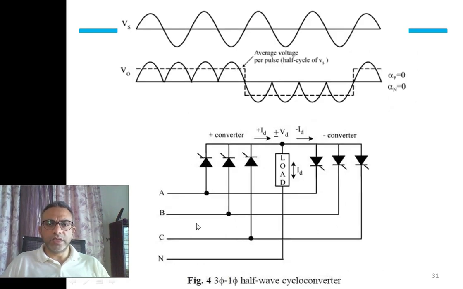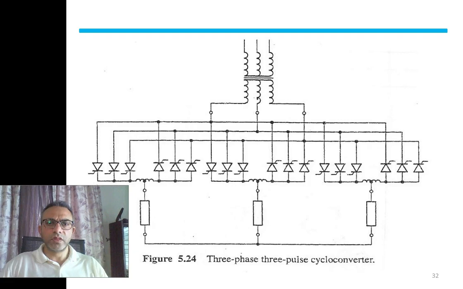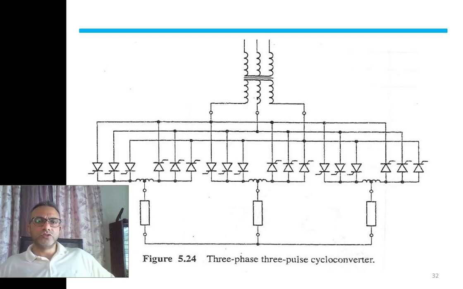This was the circuit diagram of a single phase. We can have a three phase cycloconverter as shown in the second diagram. This diagram shows the circuit of a three phase, three pulse cycloconverter.